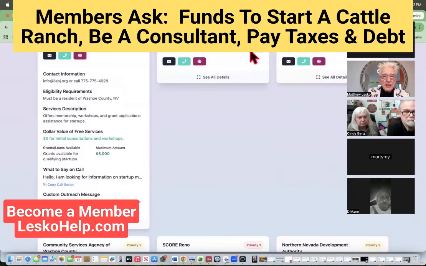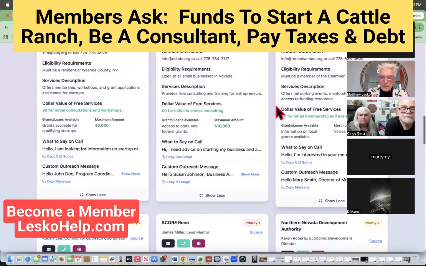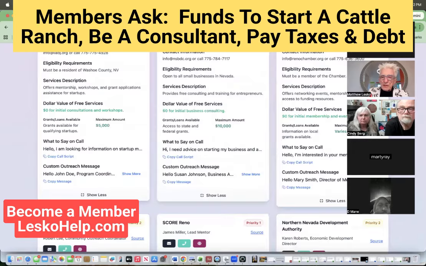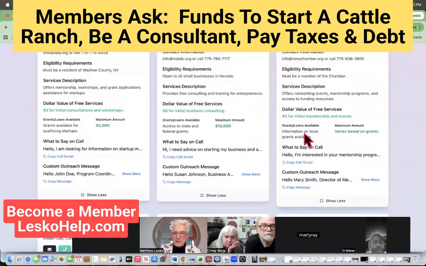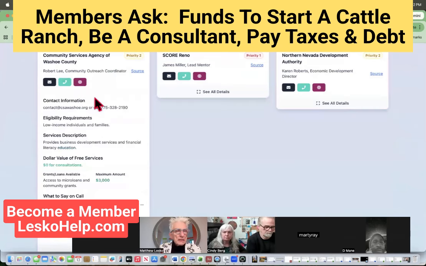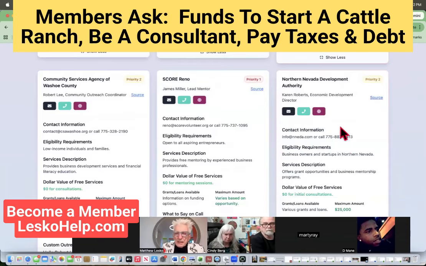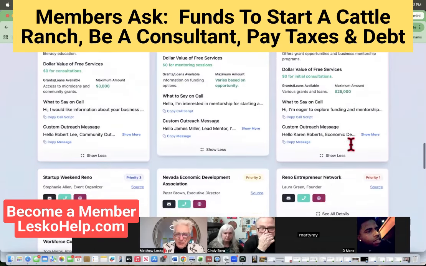So here's $500, $5,000 that they have to help people. Here's $10,000 to help people. Okay. See, a lot of this, the grants vary. And that's why you don't go in asking for money, because you're going to cut yourself short. You want to ask for help to see if you're eligible for money or whatever, because they're going to know more than you and I would ever know about.